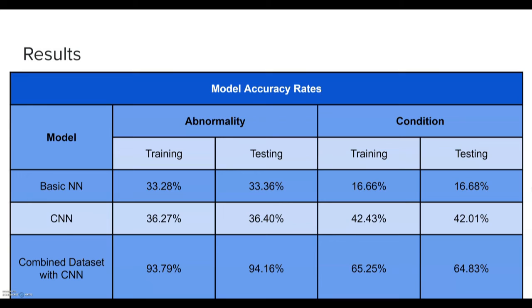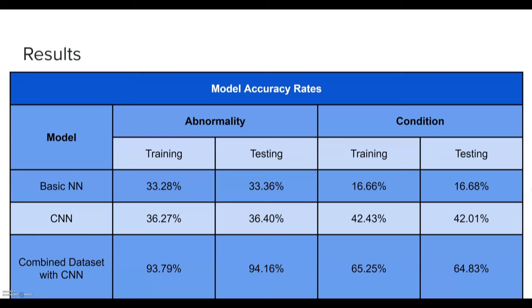The convolutional neural network was slightly better in the case of the abnormality model, and in the case of the condition model, it was significantly better, nearly doubling the accuracy rate from around 16 or 20 to approximately 40%.